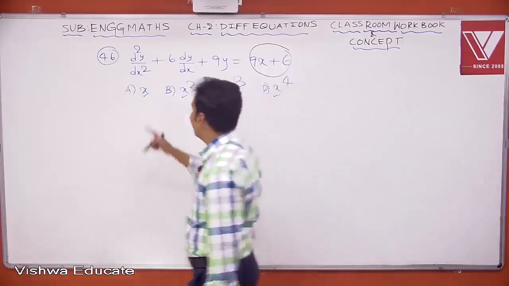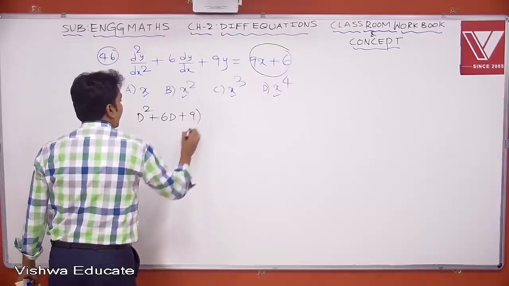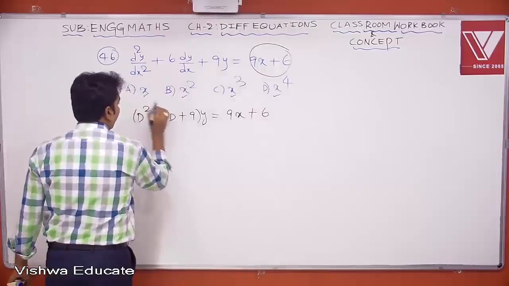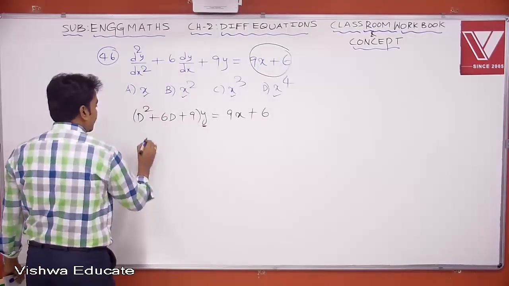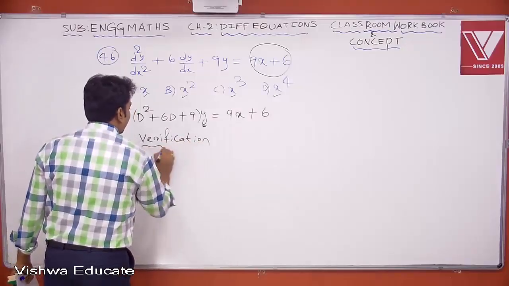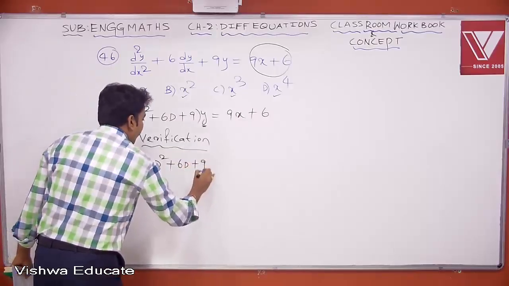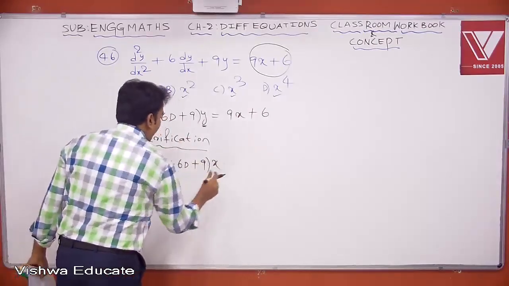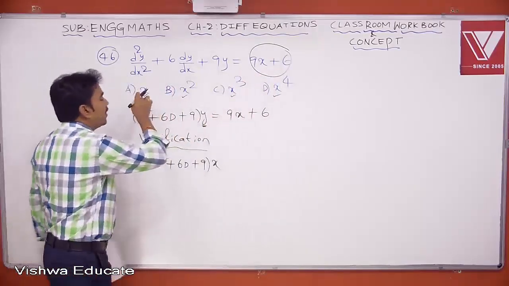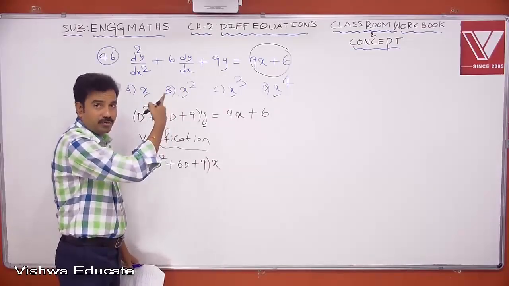Now let us see. Actually this is in capital D form, D square plus 6D plus 9 of y equal to 9x plus 6. Now in place of y I am taking first option. So this is verification of options. Just let us verify option A. So apply this D square plus 6D plus 9 to option A. If I apply this to option A, if I get this 9x plus 6, then this could be the right answer, right? Otherwise I can go for option B or option C or option D.